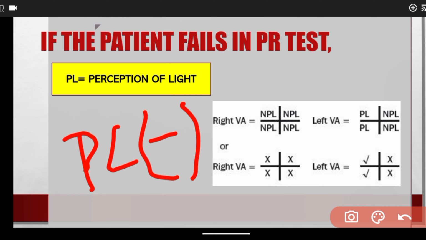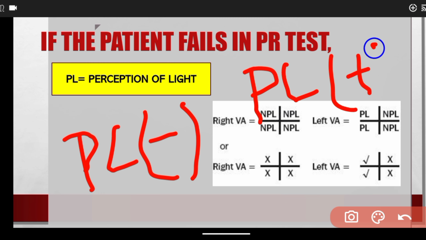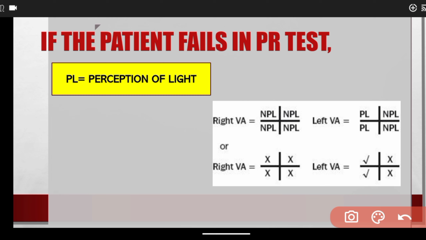Okay. It is again done in the four quadrants, and then it is recorded as NPL, that is, no PL, represented by a cross. Or if the patient can see the light in any direction, then we put a tick mark or record it as PL positive. Okay. And if any patient's visual acuity is found to be PL negative, meaning there is no light perception, the patient is called a blind patient. Okay, so this is all about visual acuity measurement and its detailed procedure.